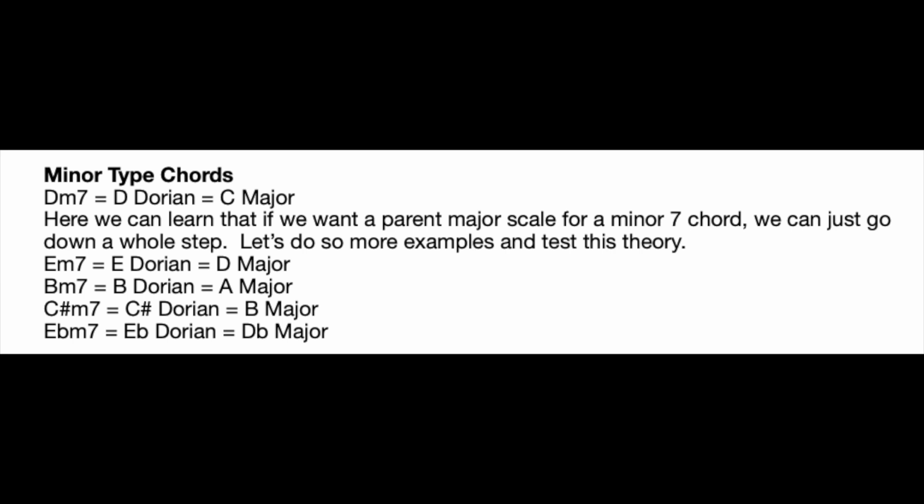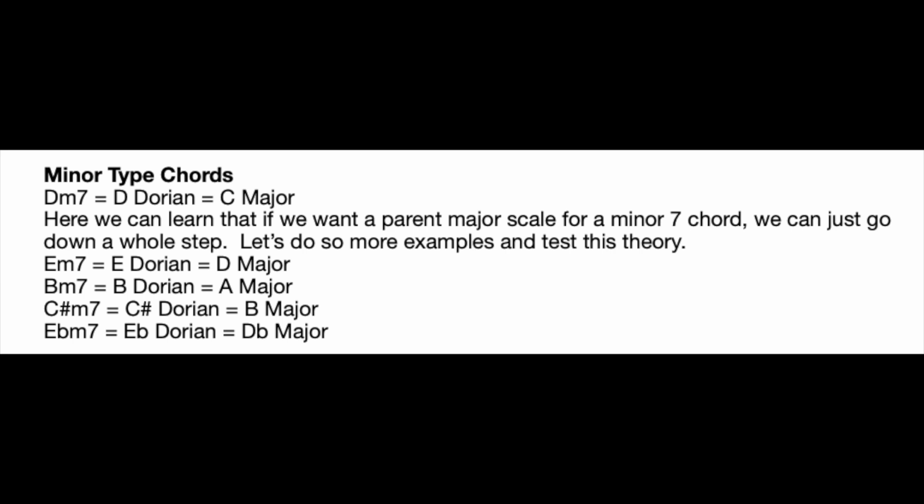Let's try and do a few more of these to get a little better. So E minor 7, we want E Dorian. Let's go down a whole step from E. Oh, yep, D major is the same as E Dorian. B minor 7, we want B Dorian. Let's go down a whole step. Oh, there's A major. So there we go. Same thing, B Dorian, A major, same thing.